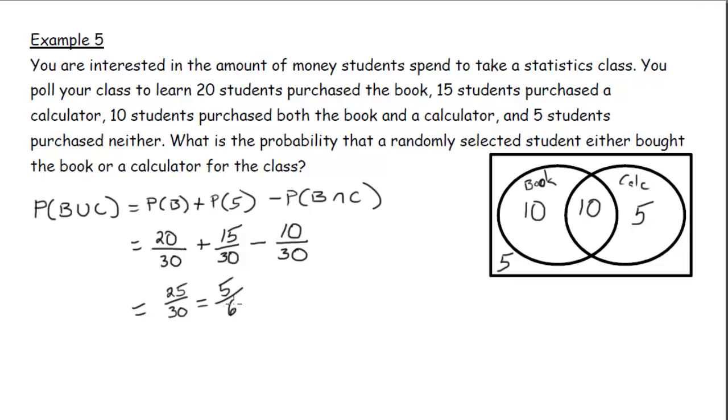Now another way that you might do this is once you've drawn your Venn diagram here, I think it's more apparent that you can look straight from this Venn diagram and see, well, where am I either the book or the calculator? Well, that's anywhere inside here. That would be 10, 10, and 5, which is 25 out of 30. So I think when you draw your Venn diagram, it helps you a good bit.